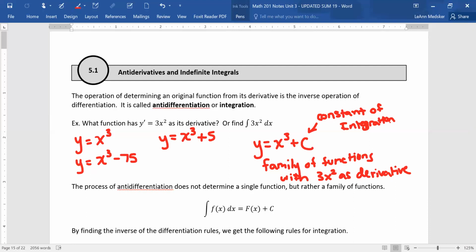So that's kind of all I wanted to do with that, and we'll formally define it down here. But I wanted you to kind of get your brains turning over antiderivatives and what are we actually doing.